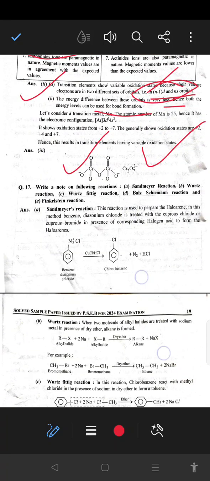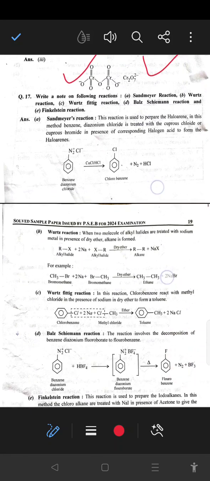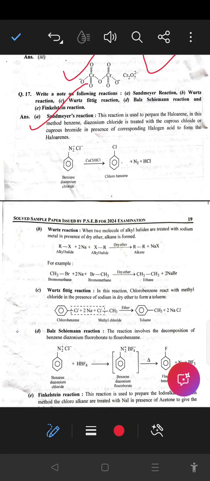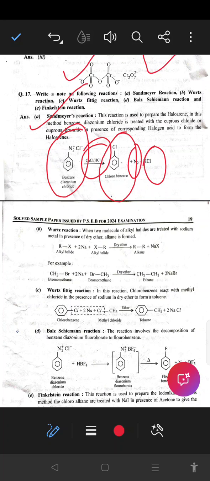The last question: write a short note on the Sandmeyer reaction. In the Sandmeyer reaction, benzene diazonium chloride is treated with cuprous chloride and HCl, forming chlorobenzene, nitrogen and HCl. So chlorobenzene is the major product. This is the Sandmeyer reaction.